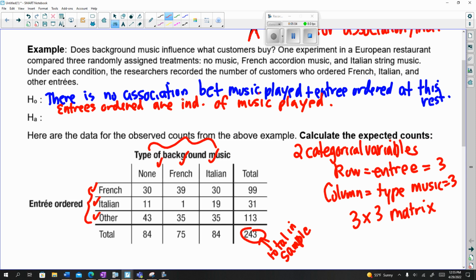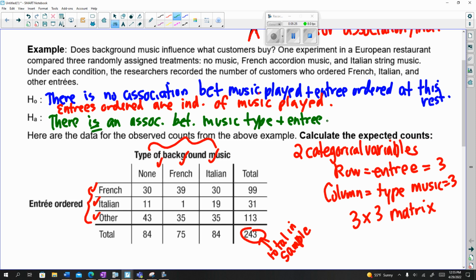Now, the HA is going to be that there is some kind of relationship because we want to take a stance on that one thing is impacting the other. So there is an association between music type and entree ordered. Or the other way to write it is the entree ordered is dependent on the music type.